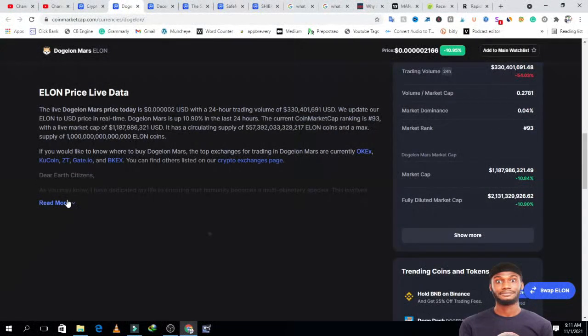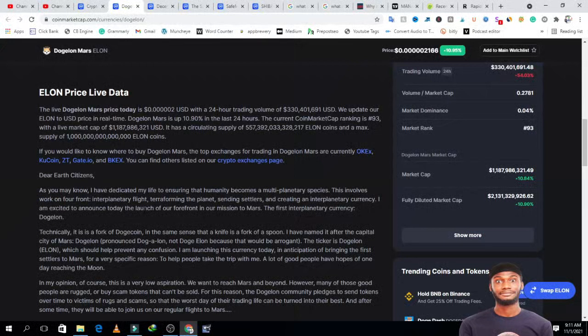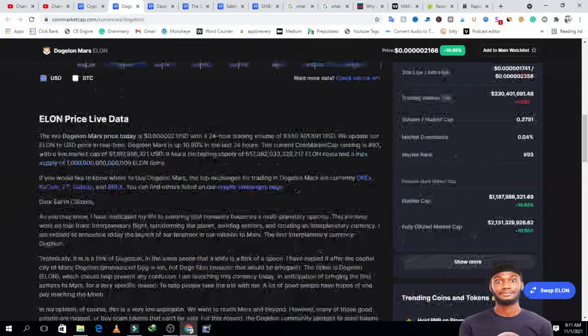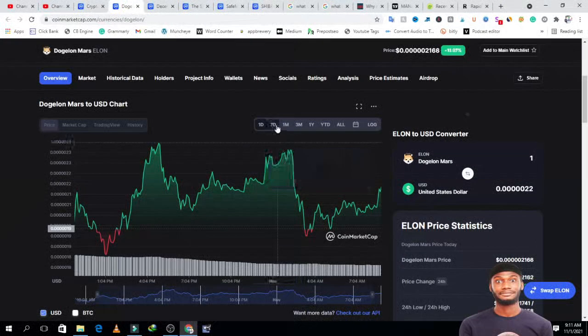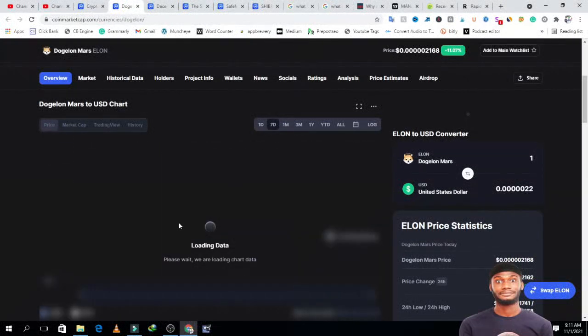So the currency is one that supports interplanetary flight, terraforming the planet, sending settlers, and creating an interplanetary currency. So the idea behind it is just about people that have interest to travel to Mars, connecting different planets together, in fact helping people to settle on Mars and stuff like that. The cryptocurrency has been doing really well since last week, and the last 7 days chart has been increasing consistently. I'm talking very fast so that I can quickly end this video.